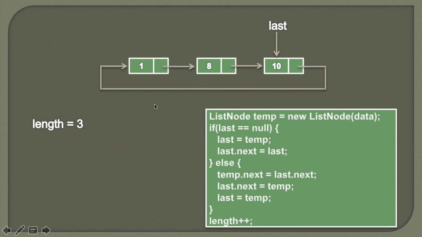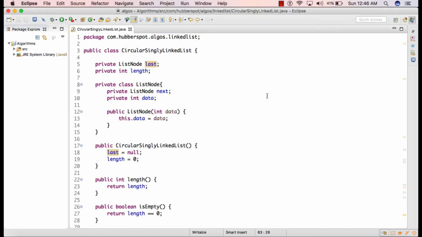So friends, here you can see the length of the circular singly linked list is of size 3, as we have 3 nodes with data 1, 8 and 10, and the last node's next is pointing to the first node. So friends, this was the demonstration of the algorithm. Now let's go to Eclipse and see the working code.